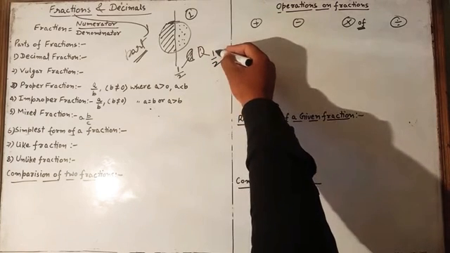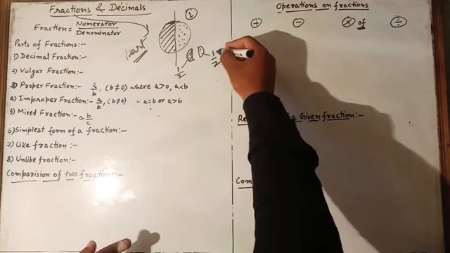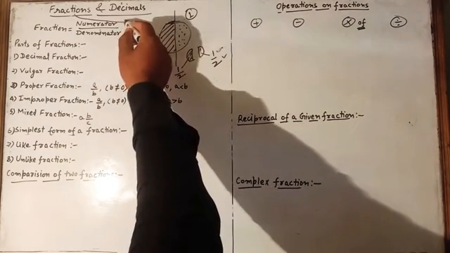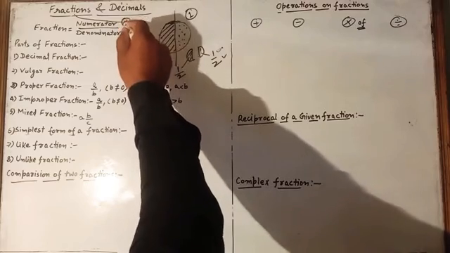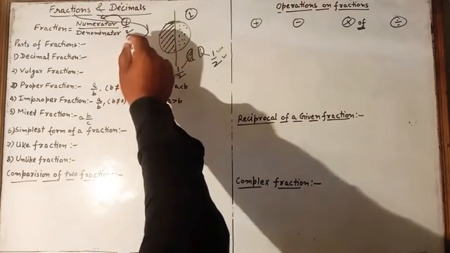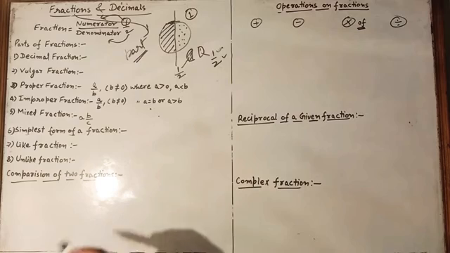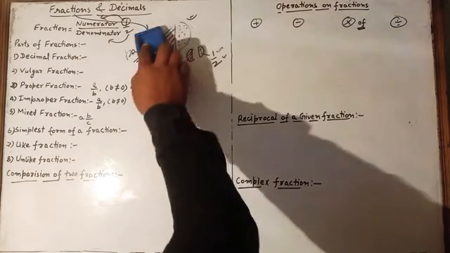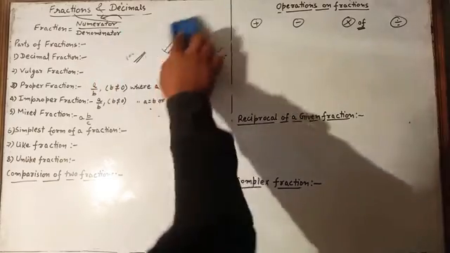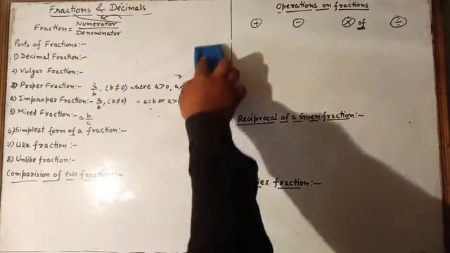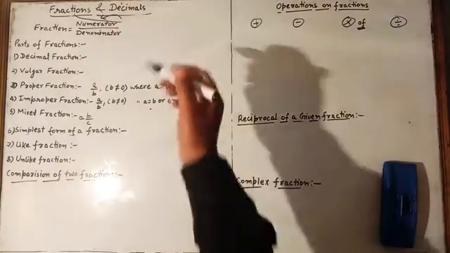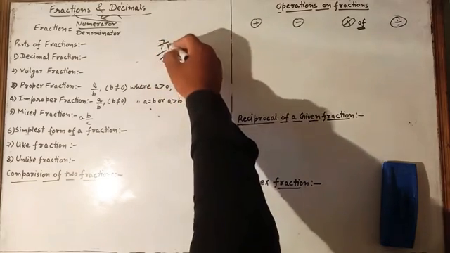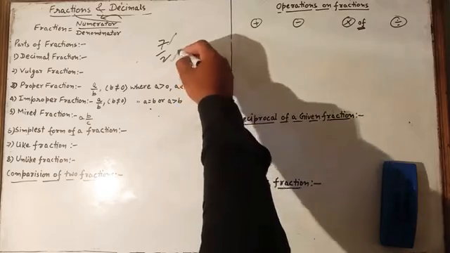So here one value is upside and one value is downside. Whatever we have written as 1 by 2, here 1 is known as the numerator and 2 is the denominator. So like this we represent a fraction in the form of numerator and denominator. Suppose a fraction is written like this, 7 by 2, then what will be the numerator? That will be 7 and the denominator will be 2.